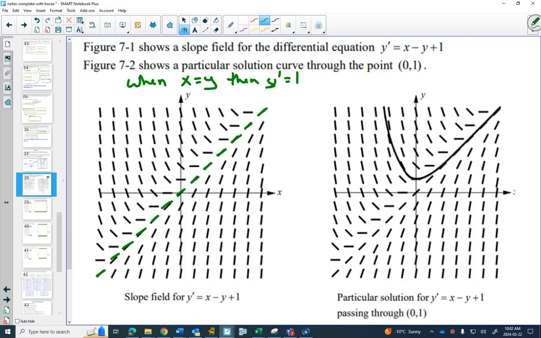What's annoying about a slope field? You have to plug in so many points to get all those tiny little lines, right? How do I know that this line right here is a good point? How do I know that at 0, 1 it's going to be flat? Well, if I plug in 0 for x and 1 for y, I get 0 minus 1 plus 1, I get 0. What does a slope of 0 look like? A flat line.